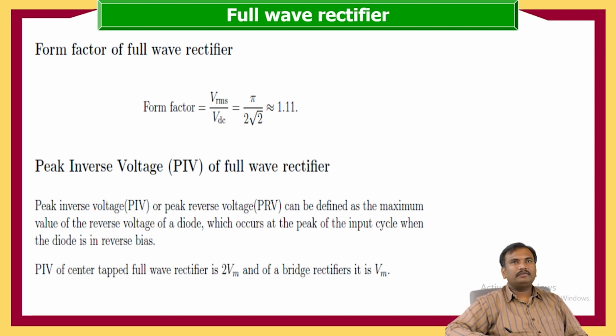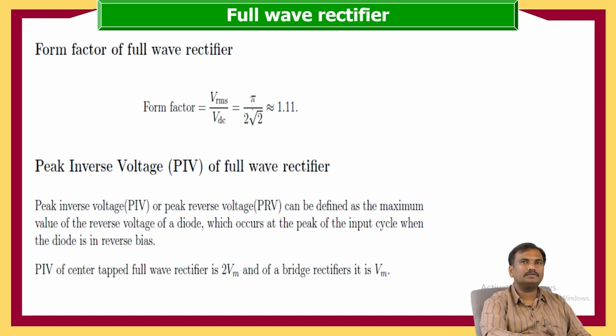And the next one is the form factor. Form factor is nothing but the ratio of RMS voltage to the average voltage, that is equal to pi by 2 root 2, which is equal to 1.11.